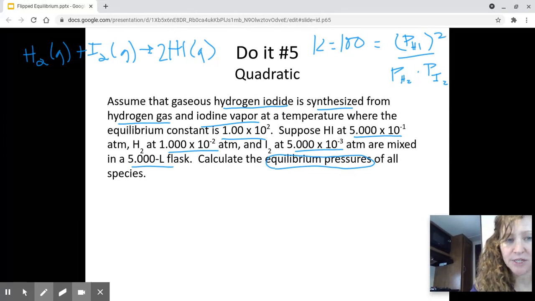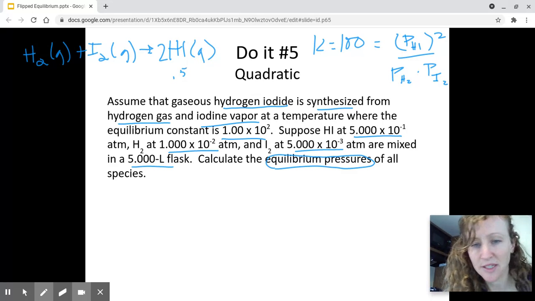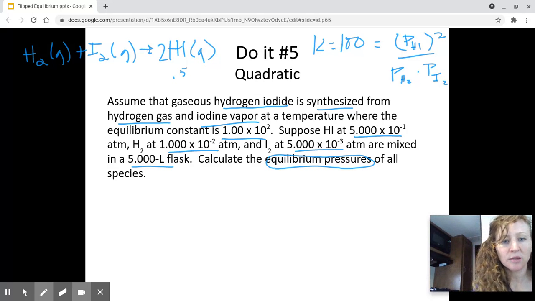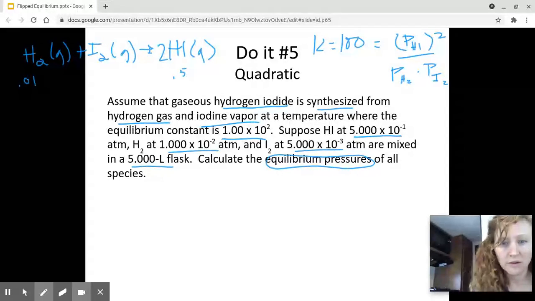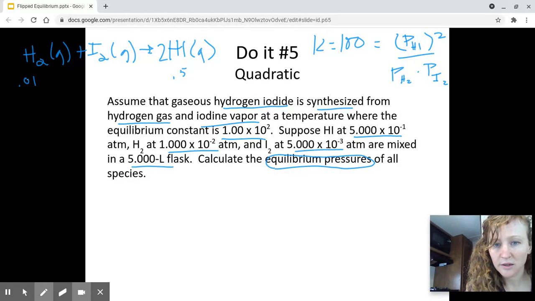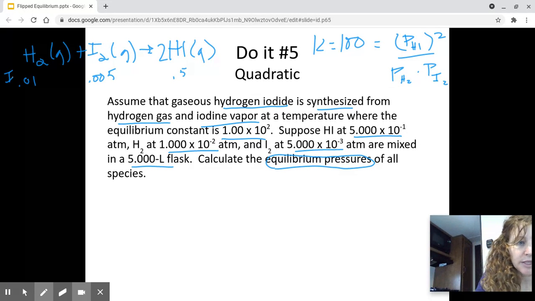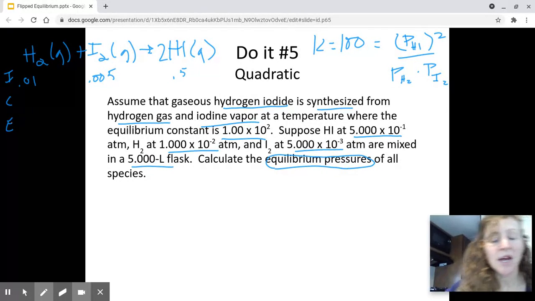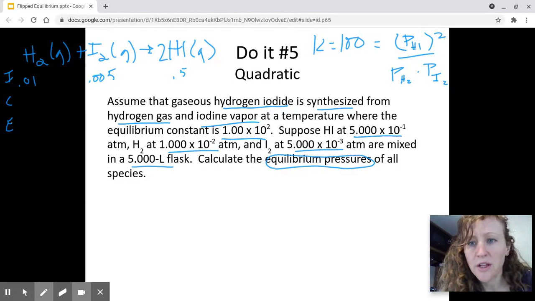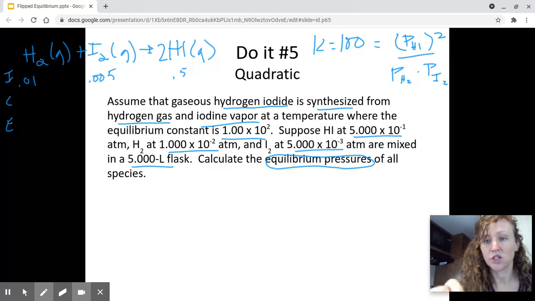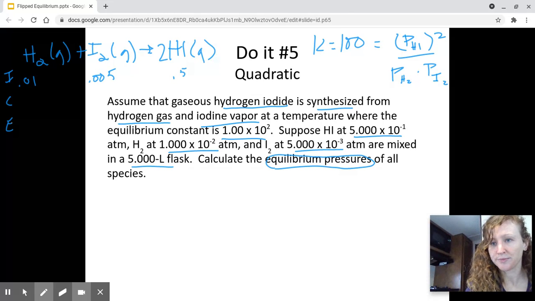Okay, that looks good. So now let's fill in information that they give us. HI is at 0.5 with lots of significant figures. Look at that. H2 is going to be at 0.01. And then I2 is going to be at 0.005. And these are our initial quantities. And I want equilibrium quantities, so I need C and E. So since I have amounts for all of these, before I go any farther, I need to calculate a Q to figure out which way this is going to shift. So let's calculate a Q.